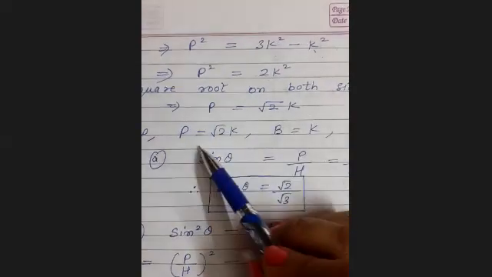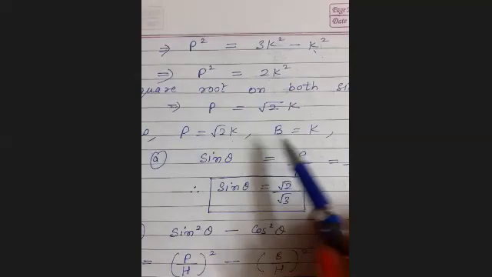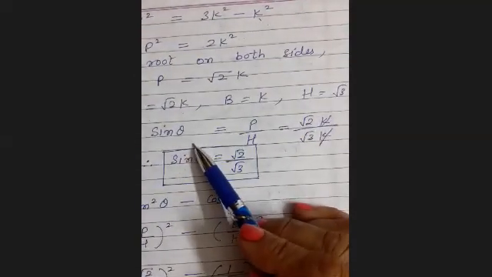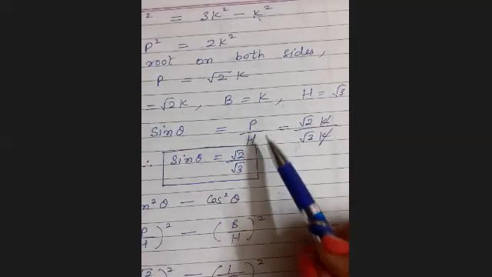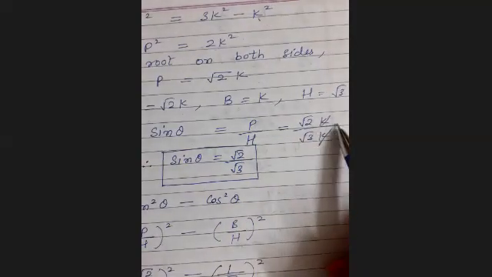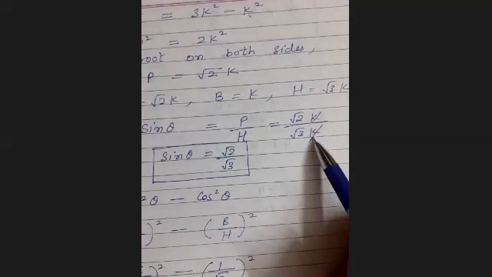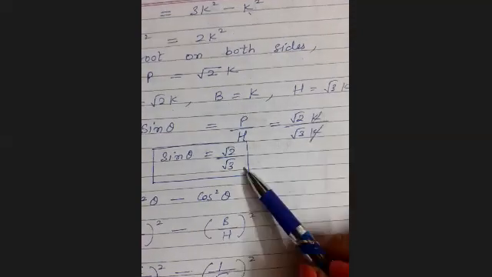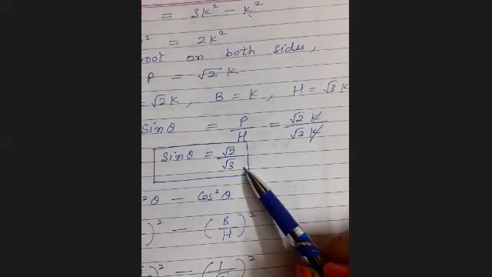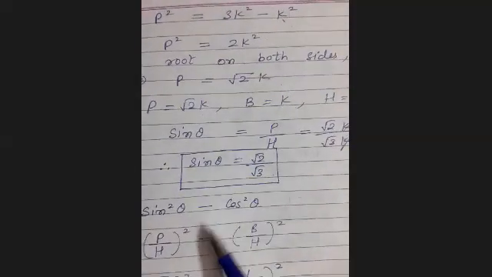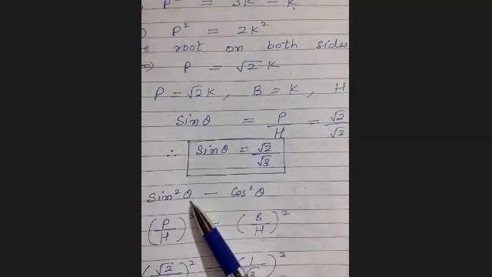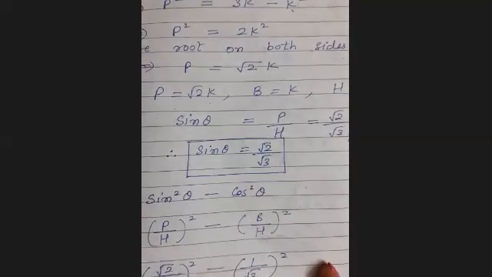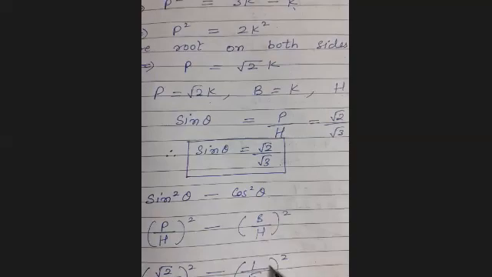Now we have P root 2K, B is K, H is root 3K. And we have to find out sin theta. Sin theta is perpendicular upon hypotenuse. Perpendicular is root 2K and hypotenuse is root 3K. And by cancelling it, we are getting the value of sin theta, which is root 2 upon root 3. Here we have to find out the expression sin square theta minus cos square theta. We know sin theta is root 2 by root 3, and cos theta is b upon h, which is 1 by root 3. By simplifying it, we are getting 1 by root 3.